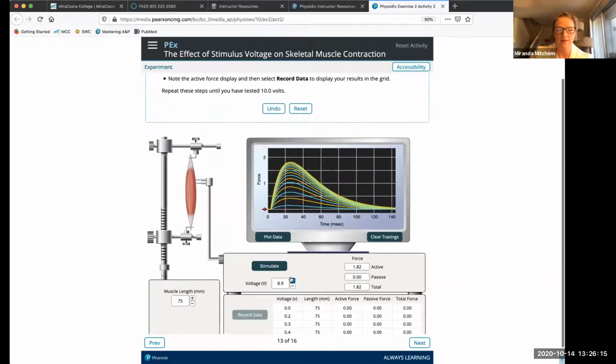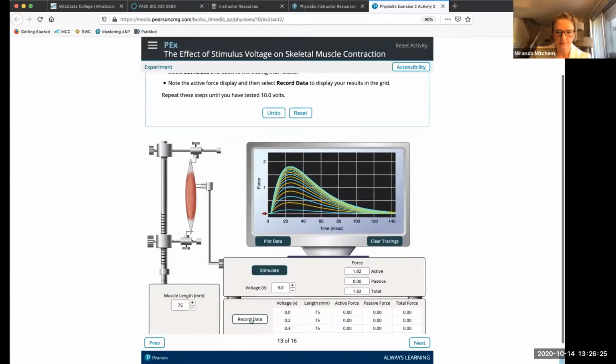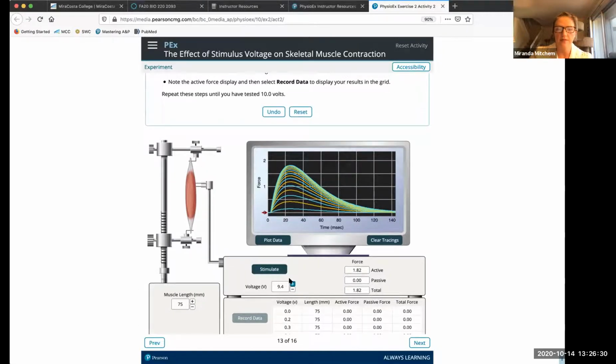9 volts. We're right on top now. 9.5. Notice the lines are overlaid now. There's not a change. So what could be causing this?